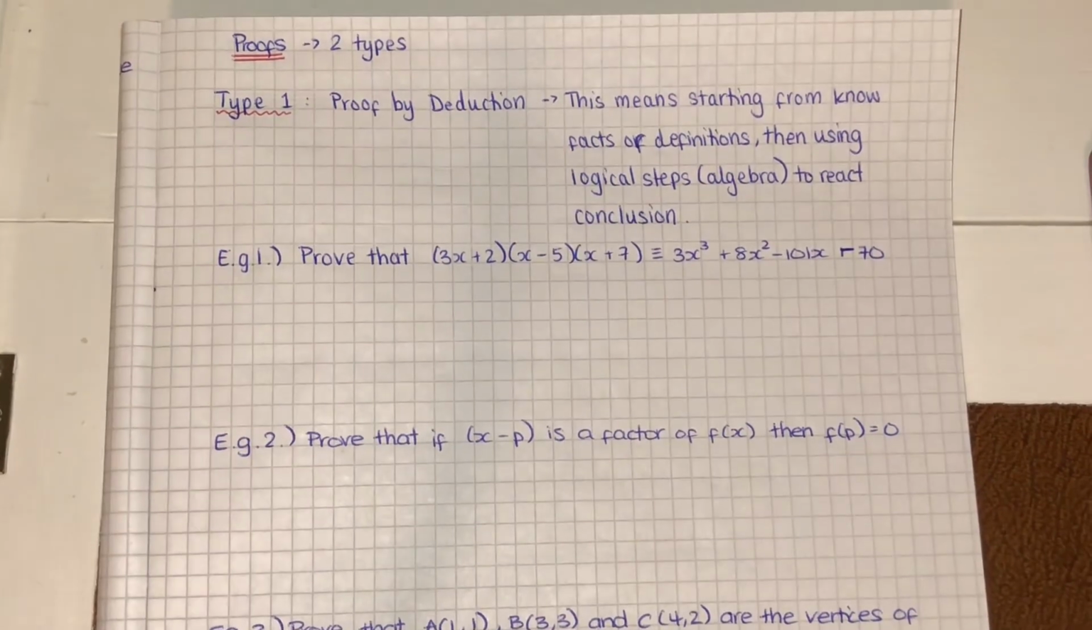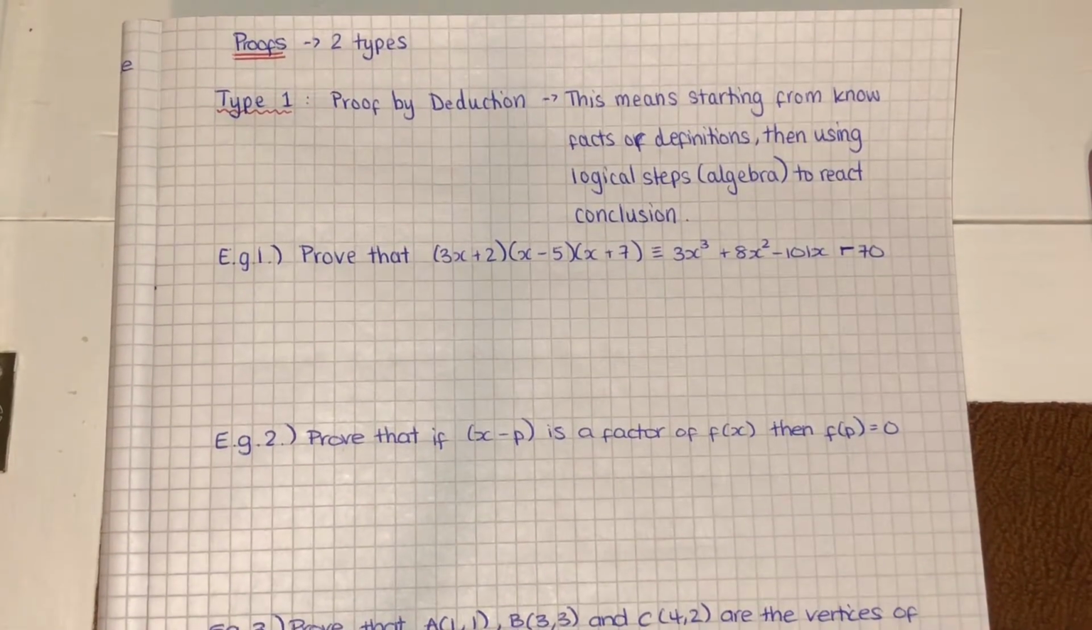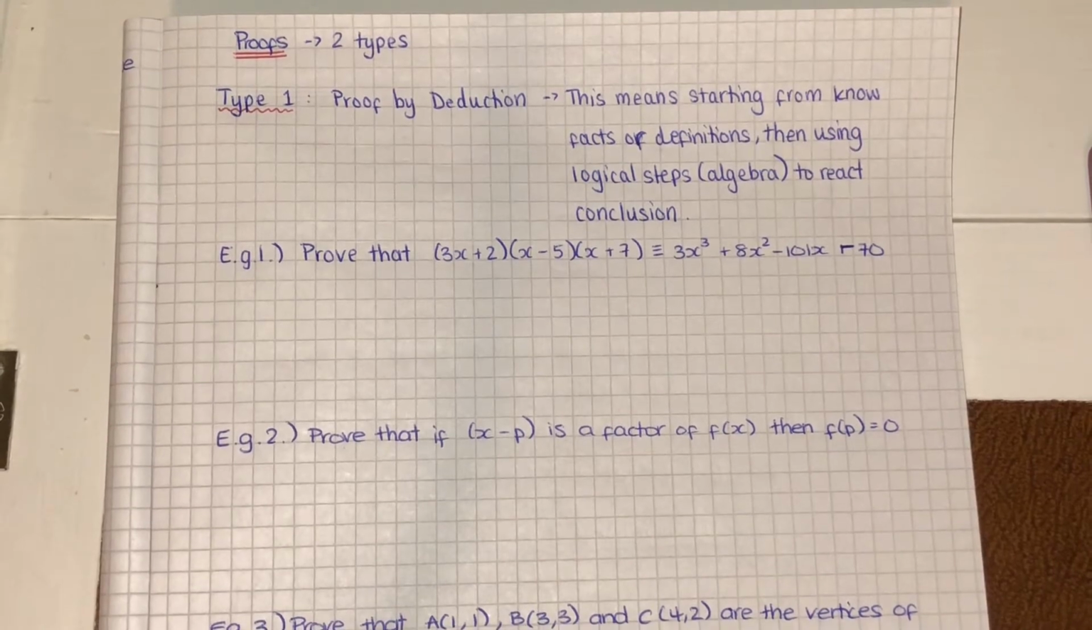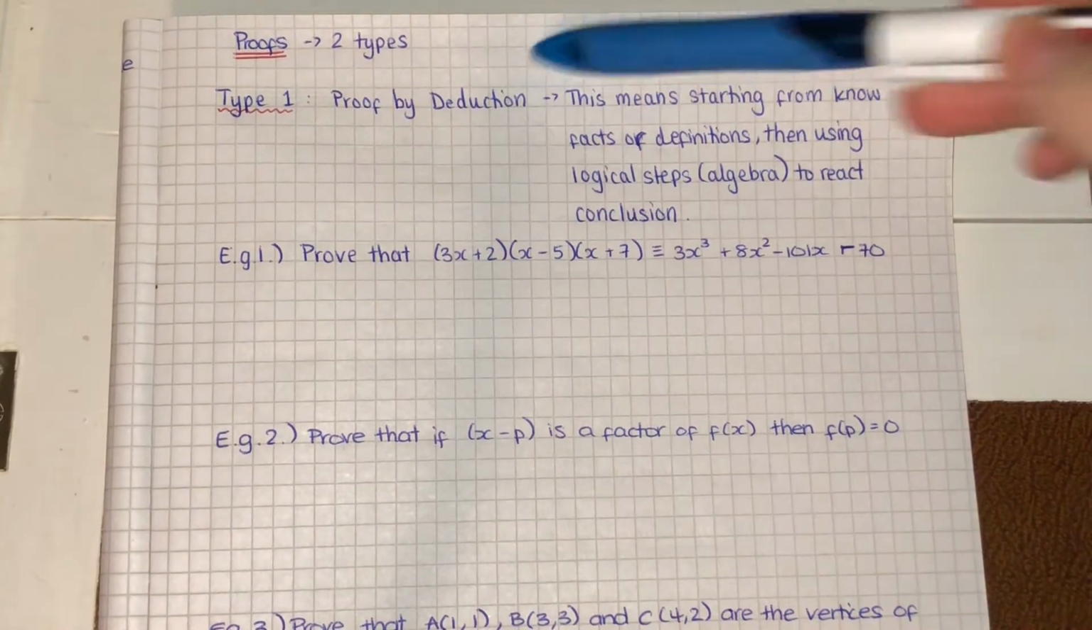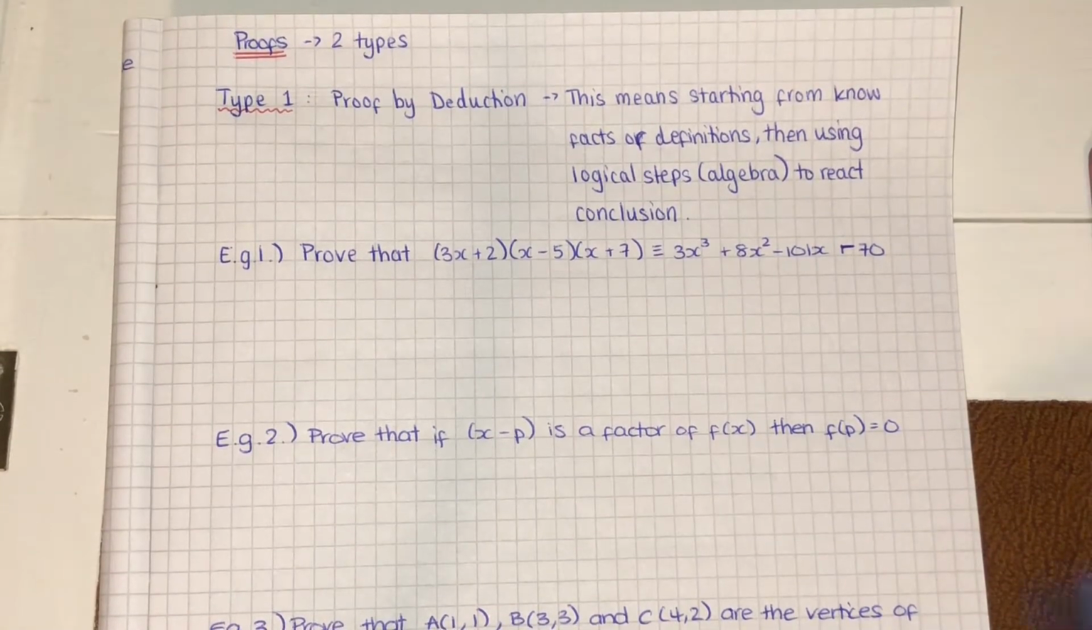Okay, so this is going to be quite a long video just because I'm going to do the whole topic in one. So we're going to do proofs in A-level. Now there are two different types. We're going to start with type number 1. Okay, this is called proof by deduction, and I've sort of written a little description for you.